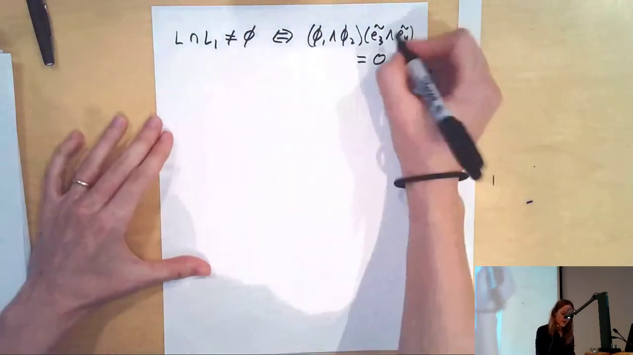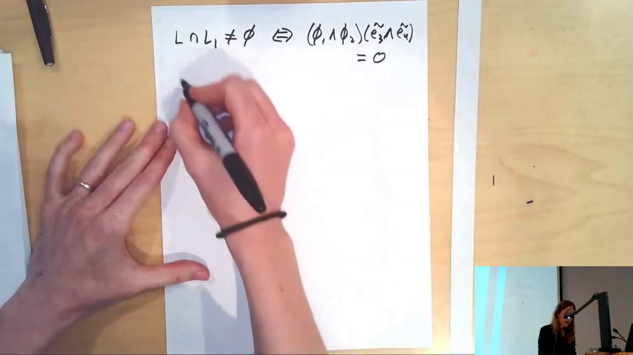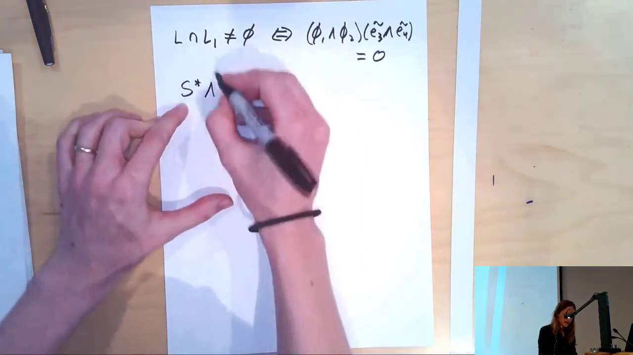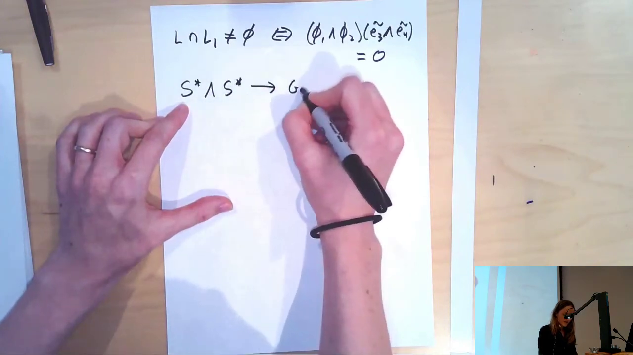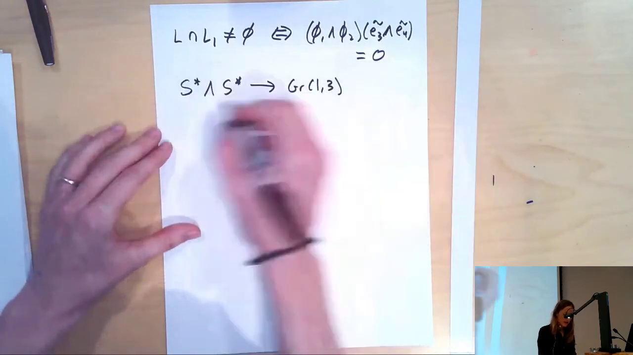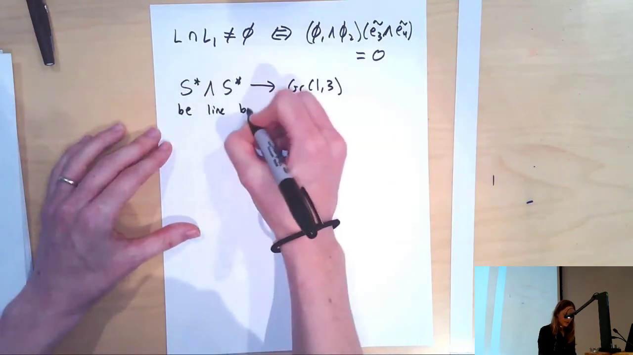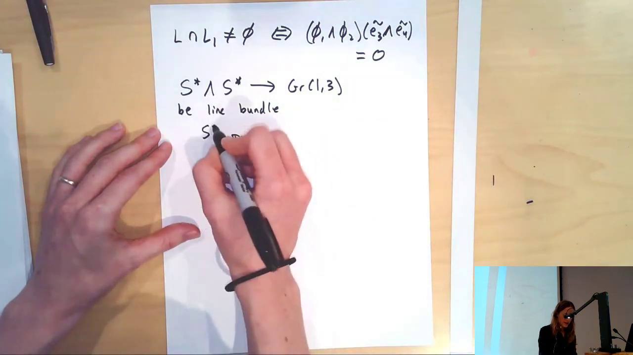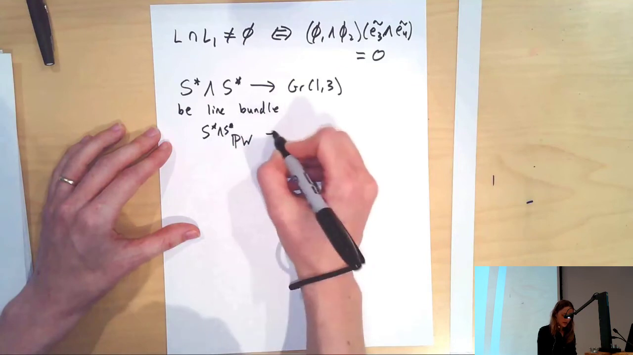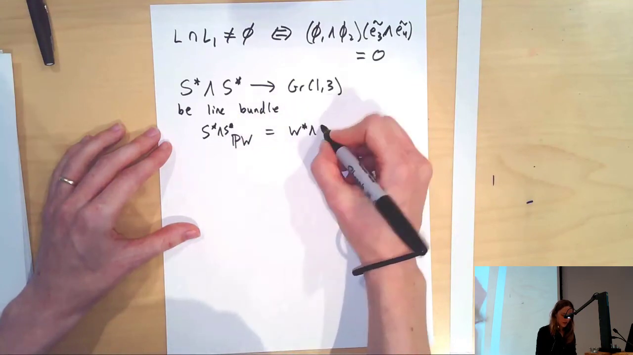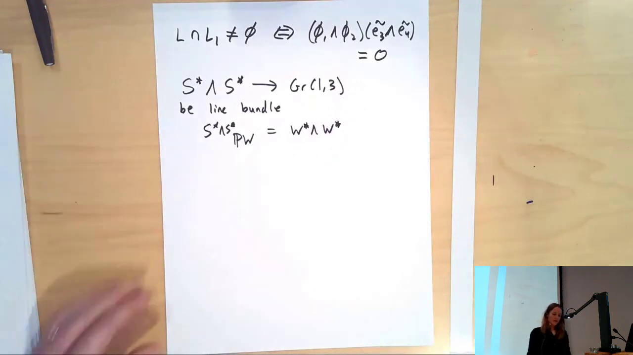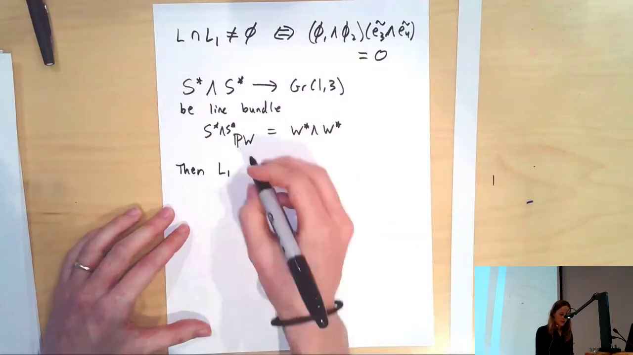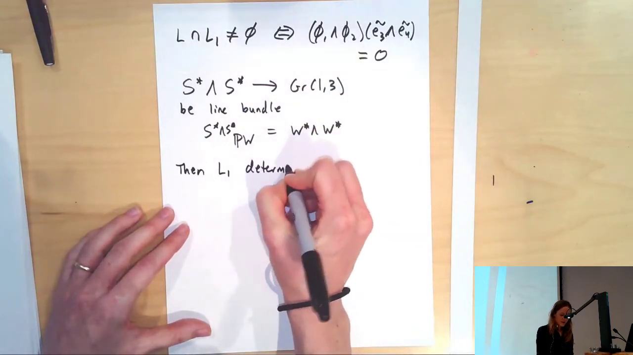In other words, we could look at this line bundle again. So let S dual wedge S dual over the Grassmannian be the vector bundle, and it's a line bundle, whose fiber over the projectivization of a dimension 2 subspace W is W dual wedge W dual. Then the phi1 and phi2, and I'm going to be a little sloppy and say L1, which is not quite fair, determines a section.